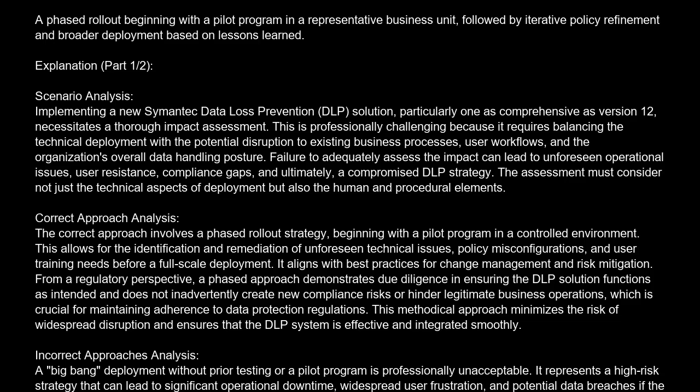The correct answer is A. A phased rollout beginning with a pilot program in a representative business unit, followed by iterative policy refinement and broader deployment based on lessons learned.